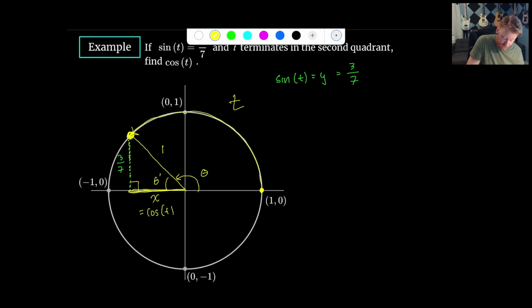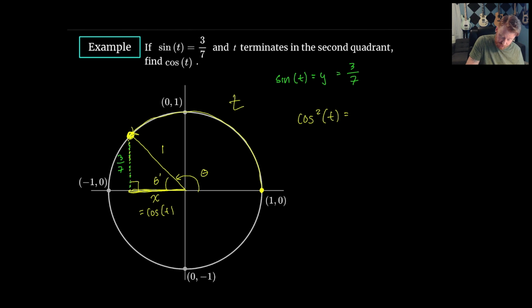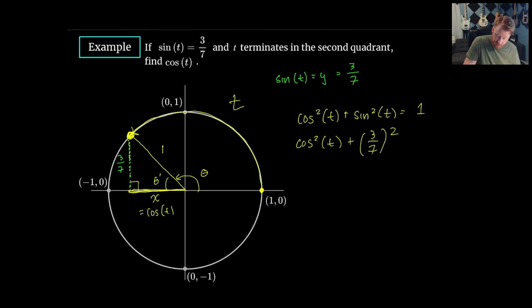So using the Pythagorean identity that we saw on the previous page, we know that the cosine squared of t plus the sine squared of t should be equal to 1. We don't know what the cosine is, but we do know that the sine is 3/7, and we're going to want to square that as well, and this should be equal to 1.